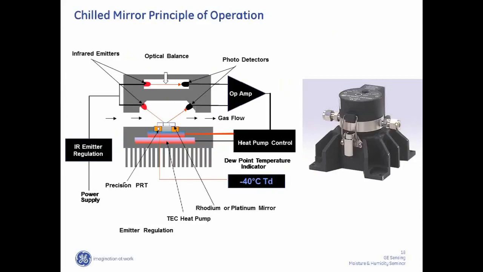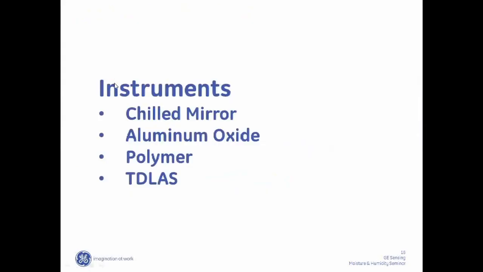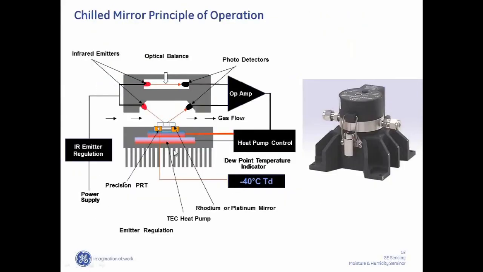If we look at a chill mirror, it's a fundamental instrument that measures dew point directly. And what we basically have is a mirror which is shiny. It's made of a polished metal. We use rhodium or sometimes platinum.